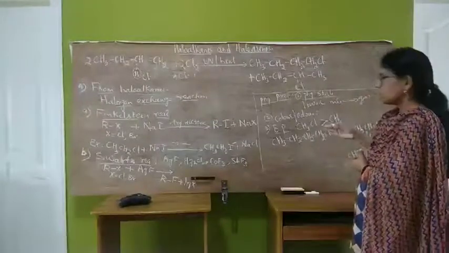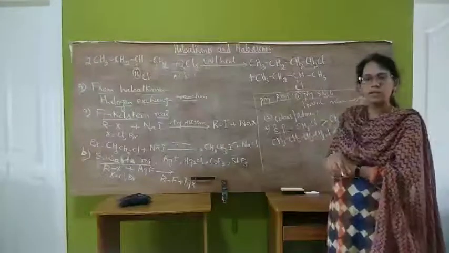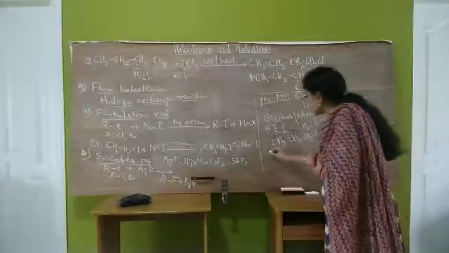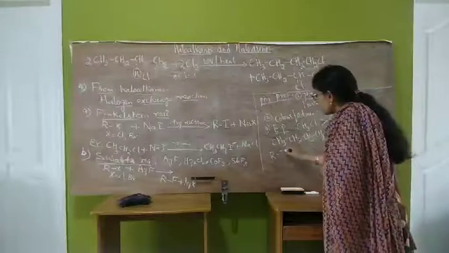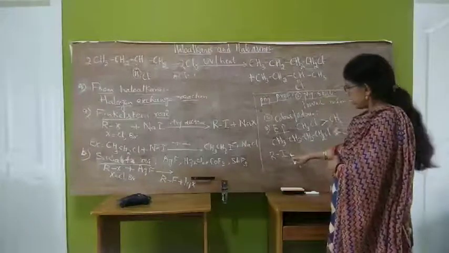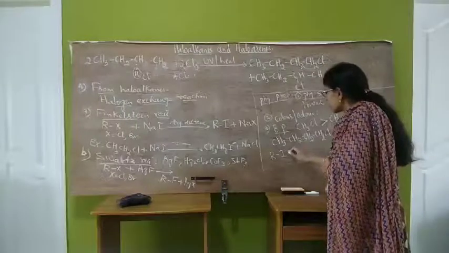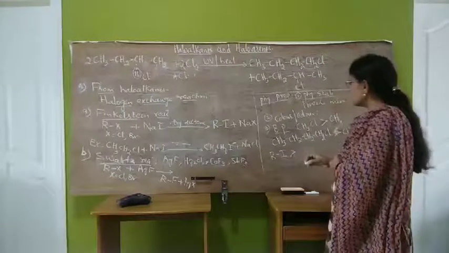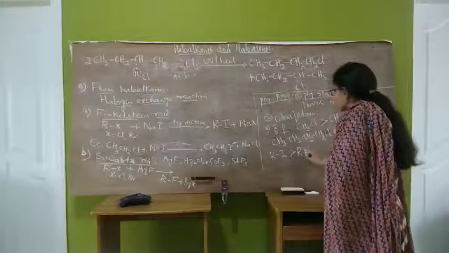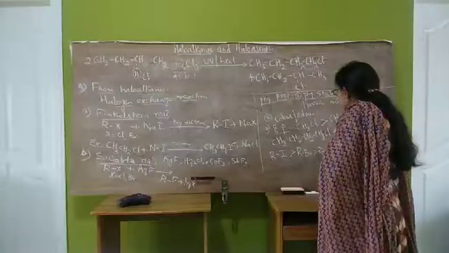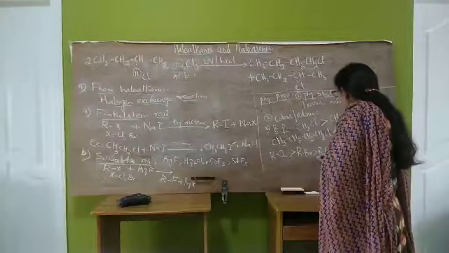As the atomic mass of halogen increases, the boiling point increases. That is, the boiling point of different haloalkanes is in this order. Iodine has the largest size and largest atomic mass. As the atomic mass or the size increases, boiling point increases. RI has more boiling point than RBr, than RCl, and than RF.